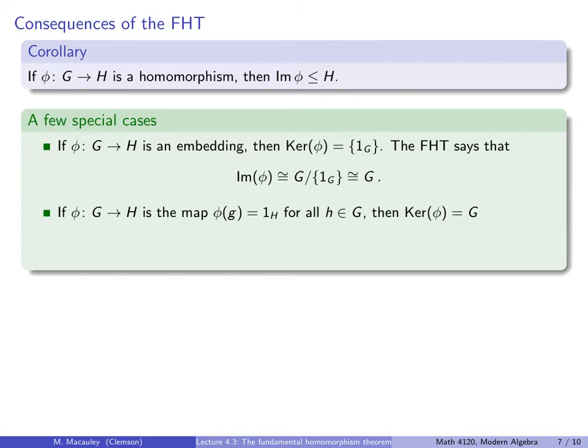On the other end of the spectrum, suppose we have a homomorphism that sends everything to the identity element. So this is the trivial homomorphism. Then the kernel, of course, is equal to the entire group. So what does the fundamental homomorphism theorem say? Well, it says that the image of phi, which is just the identity element, is isomorphic to G mod the kernel, or G mod G. And we know that to be true as well.